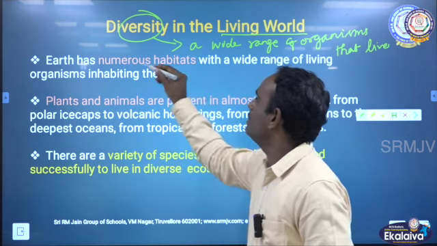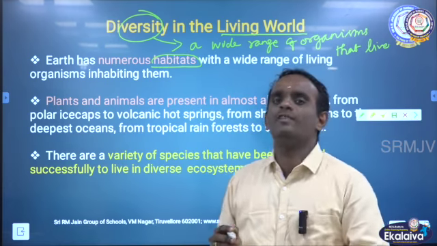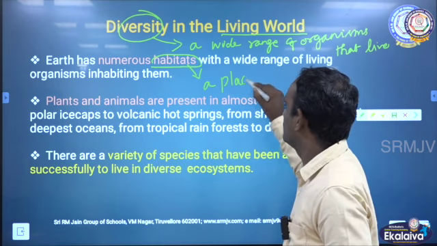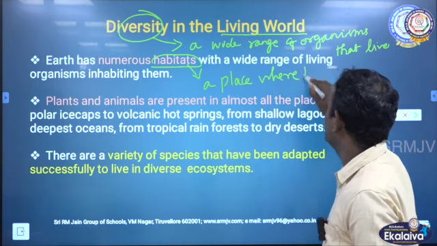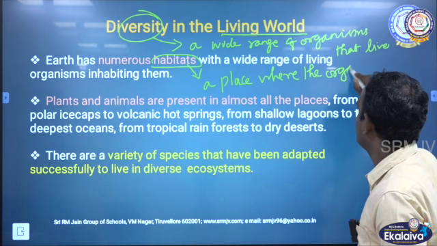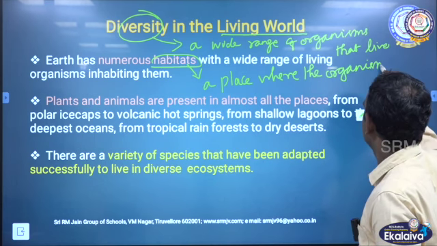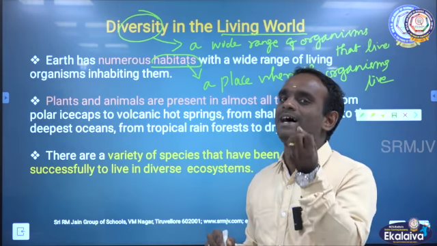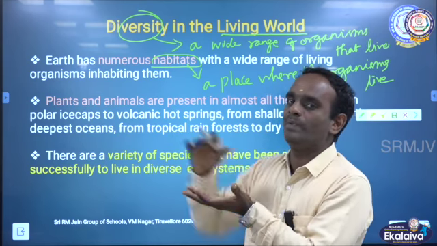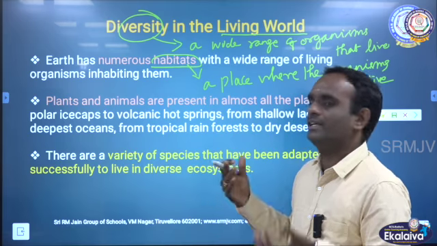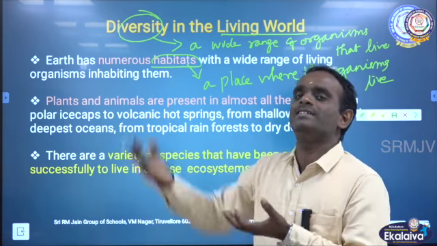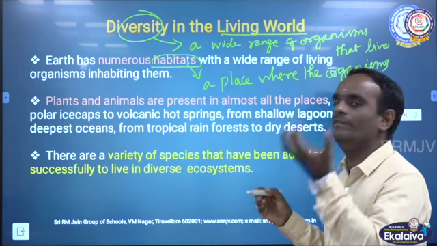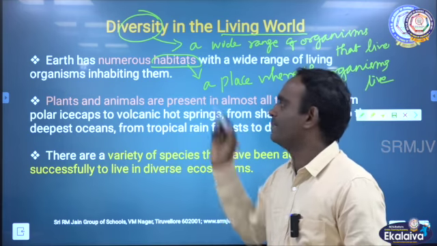Next, numerous habitats. What is the meaning of habitat? Habitat is nothing but a place where the organisms live. The place which the animals and the plants occupy, that is called habitat. So, there are numerous different varieties of habitats, with a wide range of living organisms inhabiting them.